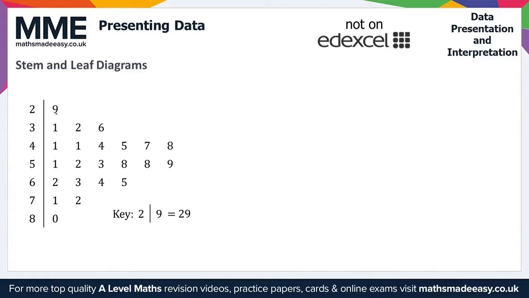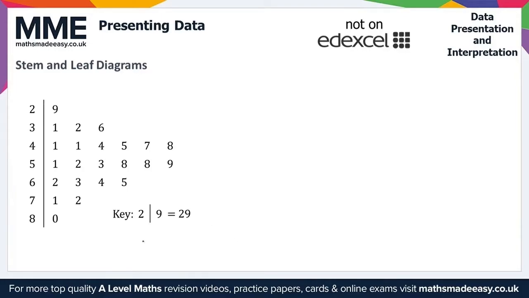Now, this would here represent the scores of a maths test for, say, Class C. So that means one person got 29, one person got 31, one person got 32, one person got 36, and so on. Now, it's important to note here that we can't forget the key, as we can see in this diagram.